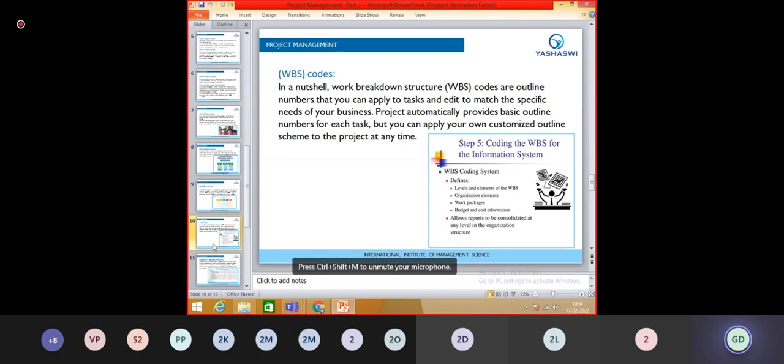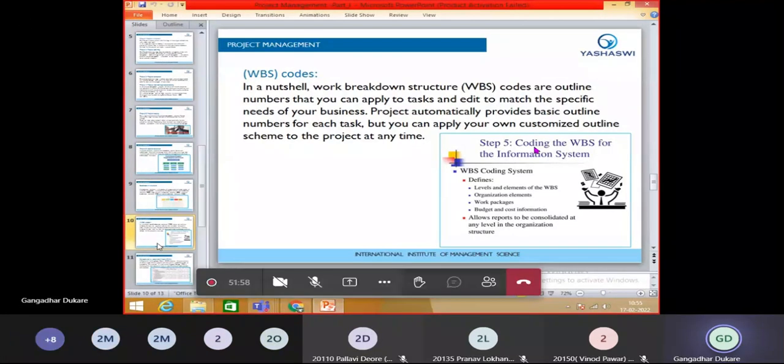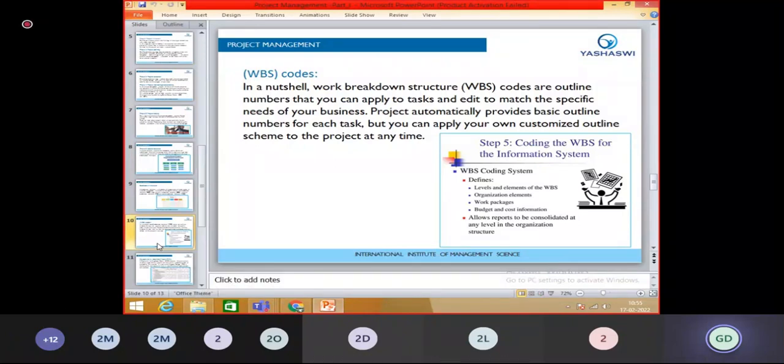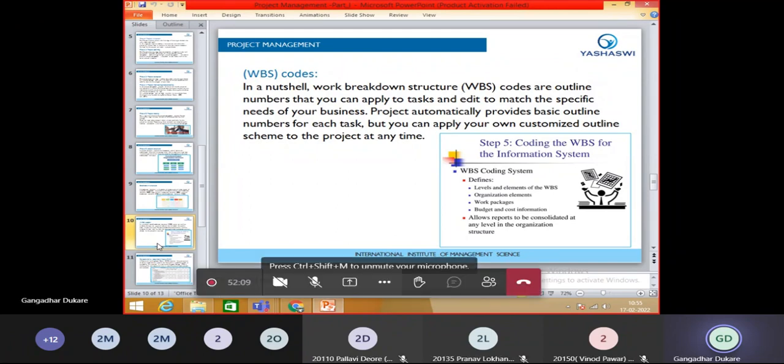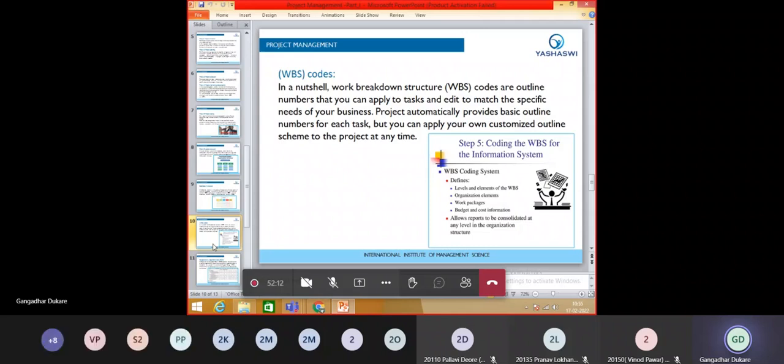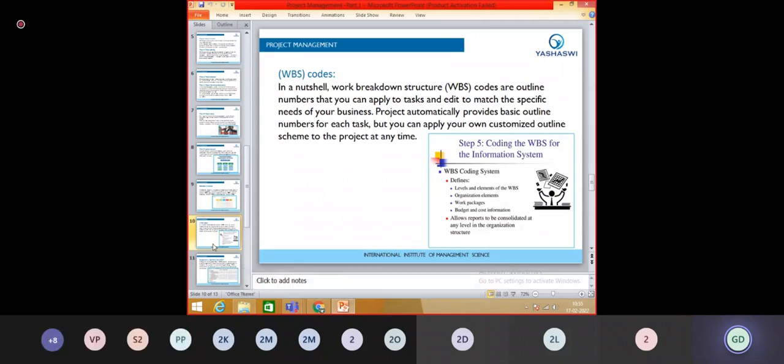WBS codes. In a nutshell, work breakdown structure codes are outline numbers that you can apply to tasks and edit to match the specific needs of your business. A project automatically provides basic outline numbers for each task, but you can apply your own customized outline scheme to the project at any time. The WBS coding for the information system comes with the considerations of a coding system.